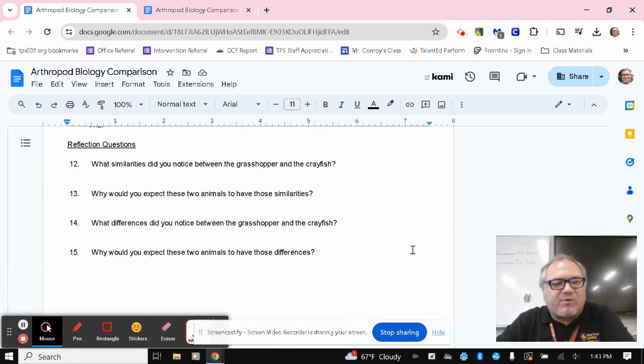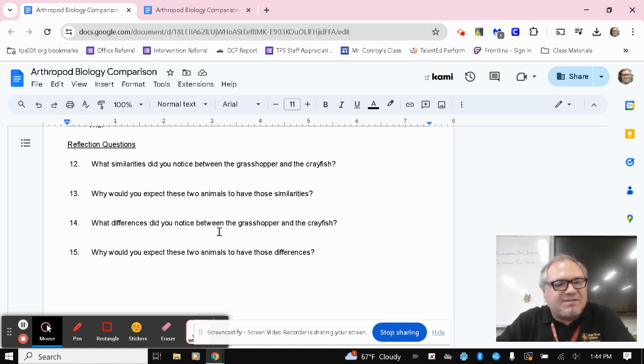Then we've got these four reflection questions at the very end. What similarities did you notice between the grasshopper and the crayfish? So remember, we're dealing with arthropods in this case. Both of them are arthropods. So what is sort of similar? What's something that is a unifying quality for all arthropods? Why would you expect these two animals to have those similarities? Think about, what does it mean for them to both be arthropods?